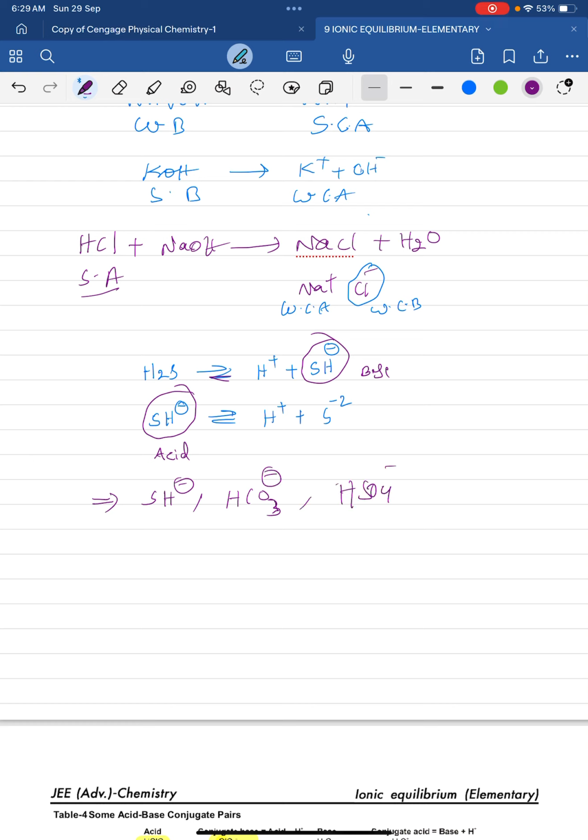HSO4 minus can behave as amphoteric, and H2PO4 minus can behave as amphoteric. Even HPO4 2 minus can behave as amphoteric. H2PO3 minus also behaves with amphoteric character. So these are amphoteric.